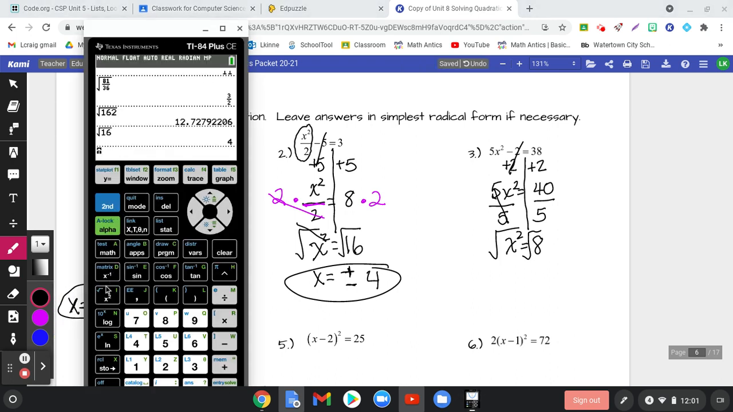Right? If I do second x squared 8, I get 2.82. That's an irrational number. So we need to simplify it. There's two ways you can simplify it. You can use your calculator.